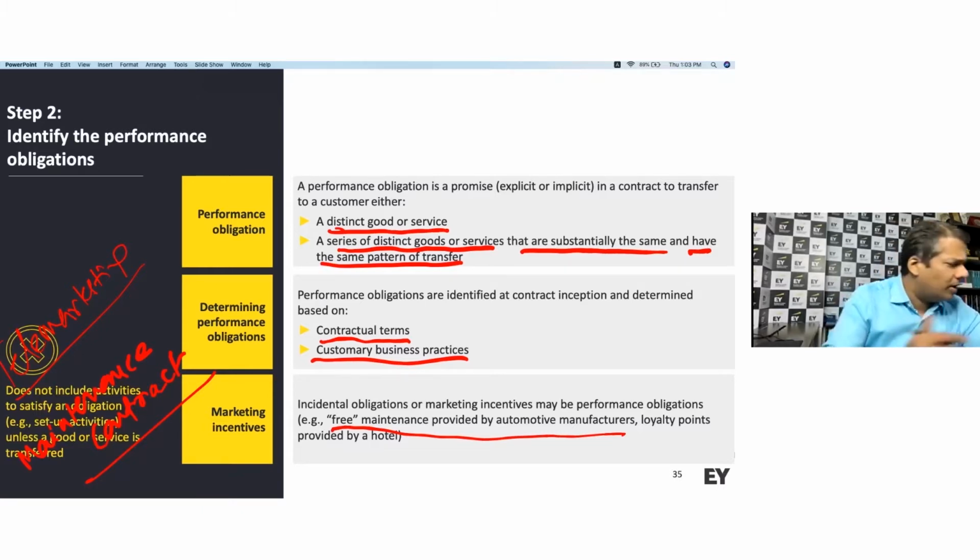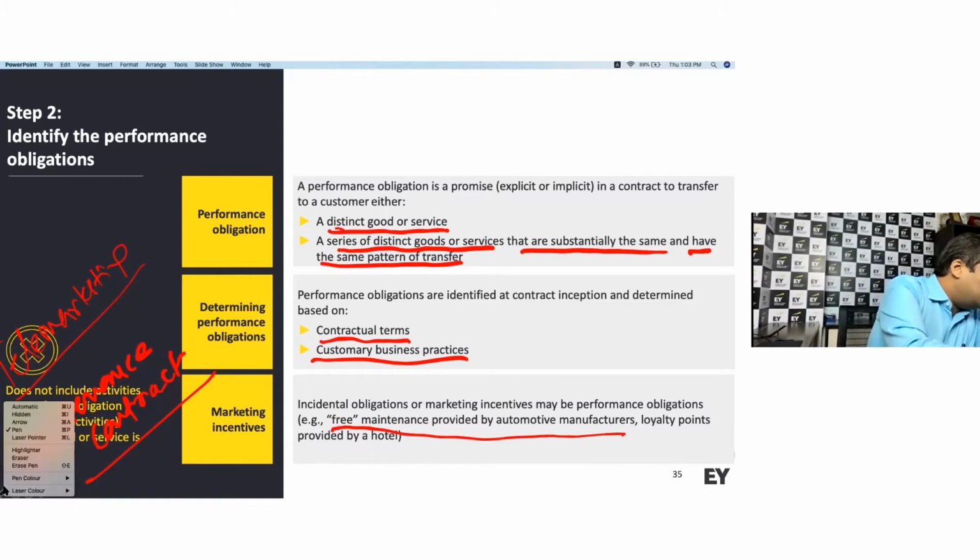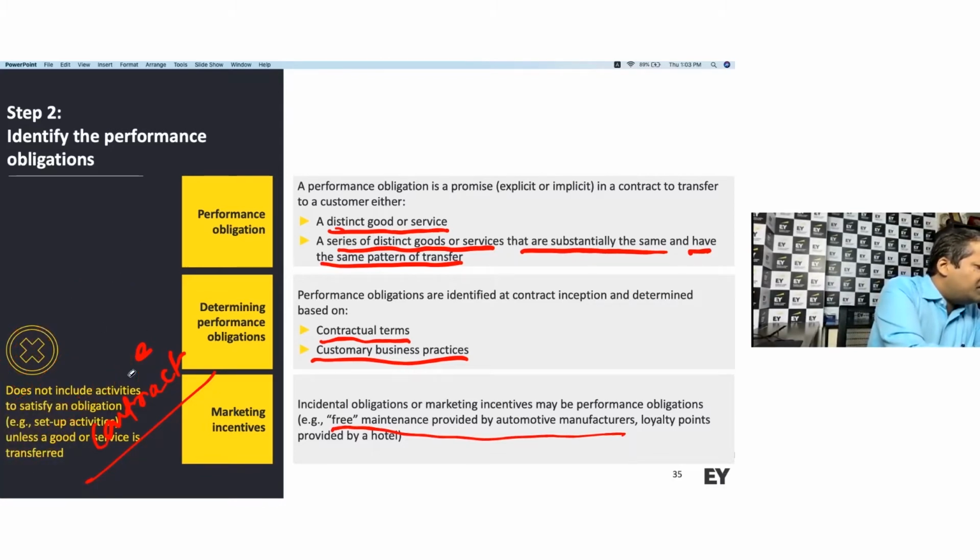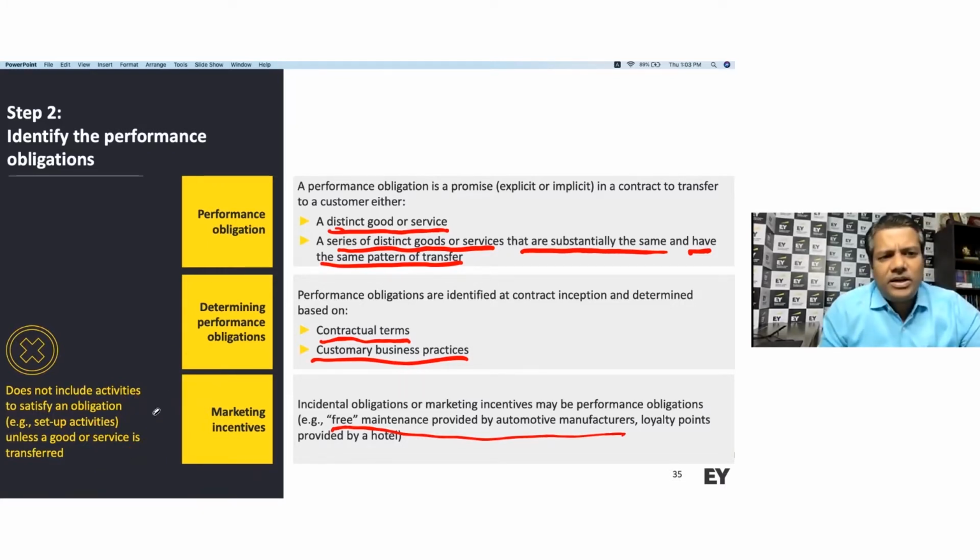When you think about all these performance obligations, right, what we're saying is that it does not include activities to satisfy an obligation, like setup activities. Now, this is also important. For example, you're selling something to a customer and saying that I'm going to come and set up. Unless that setup is considered as an installation, as a separate performance obligation, for example, then this is not a performance obligation, from the perspective of the standard.